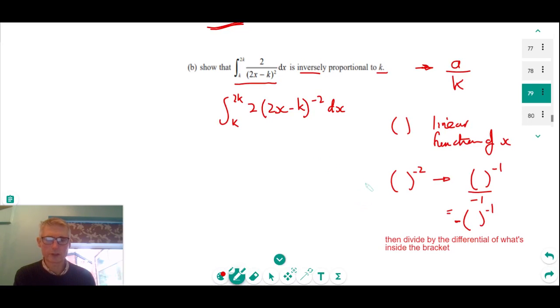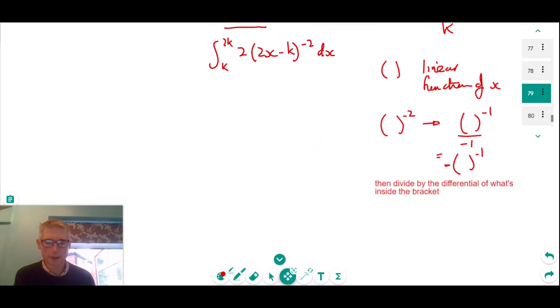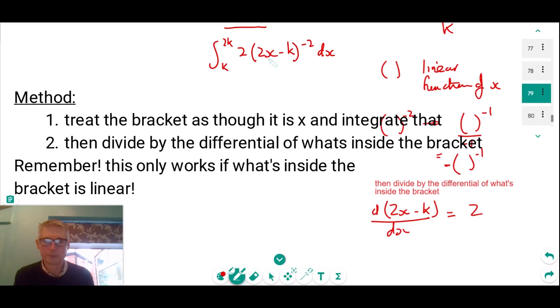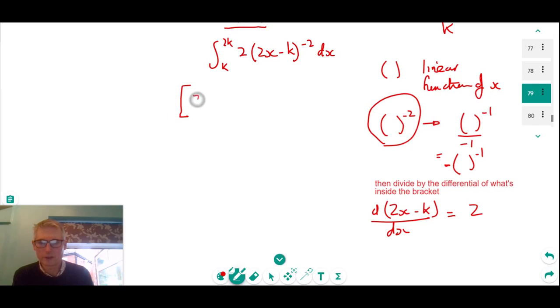So inside the bracket, what we've got is 2x minus k, and if we differentiate that, finding d by dx of it, we just get 2. So to integrate overall, I'm going to integrate this as usual, as I described, and then divide the result by 2. So if I do that, in the square brackets we'll have the 2, and then the bracket itself becomes to the minus 1, and overall we're going to get a minus as well, because we were dividing by negative 1 there. And then I'm going to divide the whole lot by 2, which is the differential of what's inside the bracket.